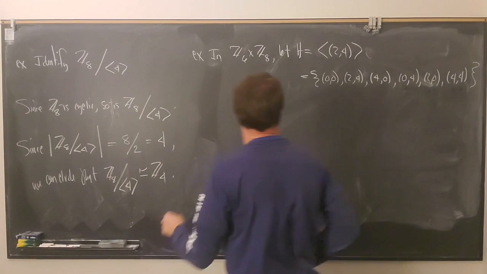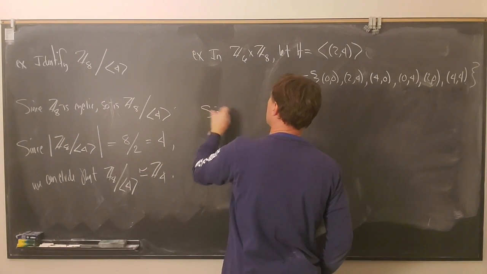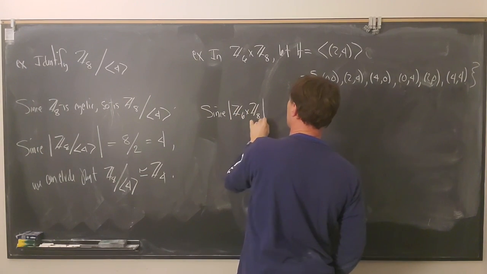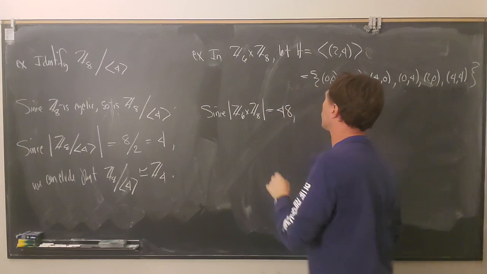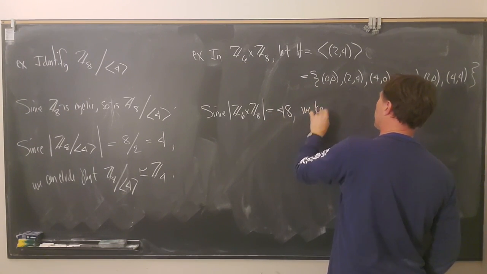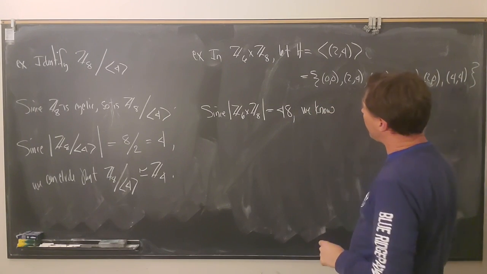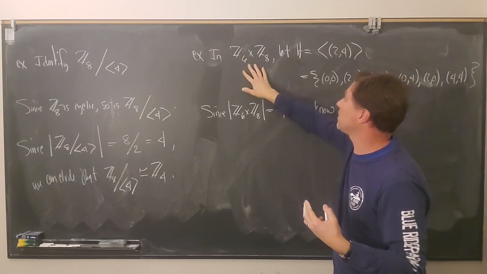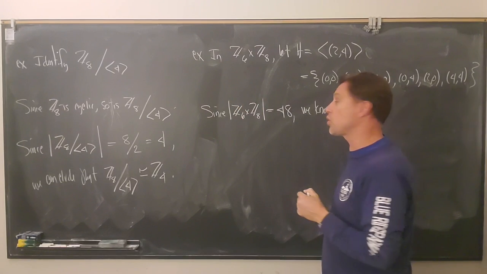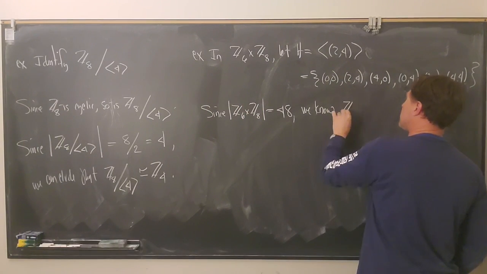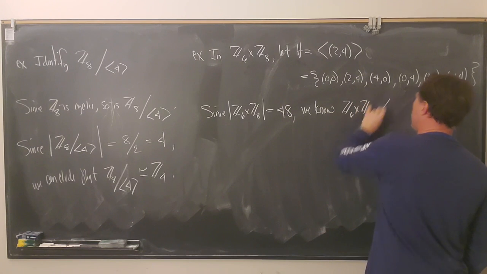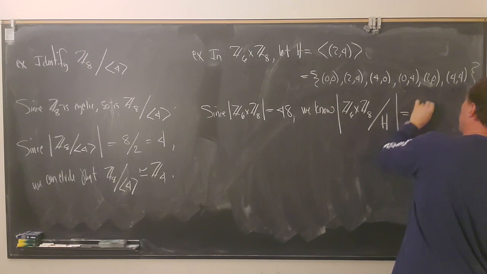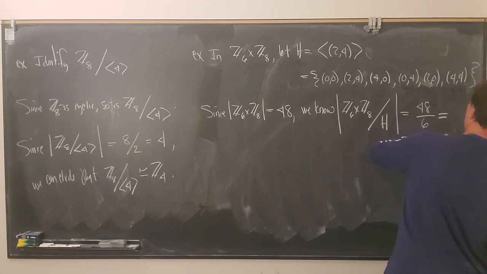Now, since the order of Z6 cross Z8 is equal to 48, we know. Oh, and by the way, Z6 cross Z8 is an abelian group, so H is a normal subgroup, which means we can talk about the quotient group. So we know Z6 cross Z8 mod H has order 48 divided by 6, which is 8.